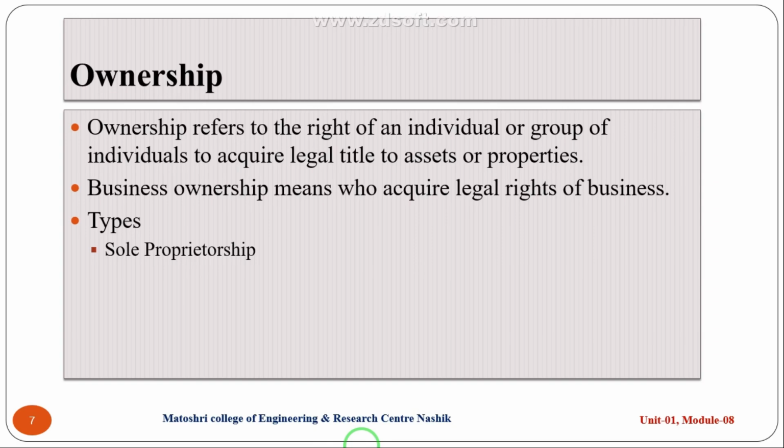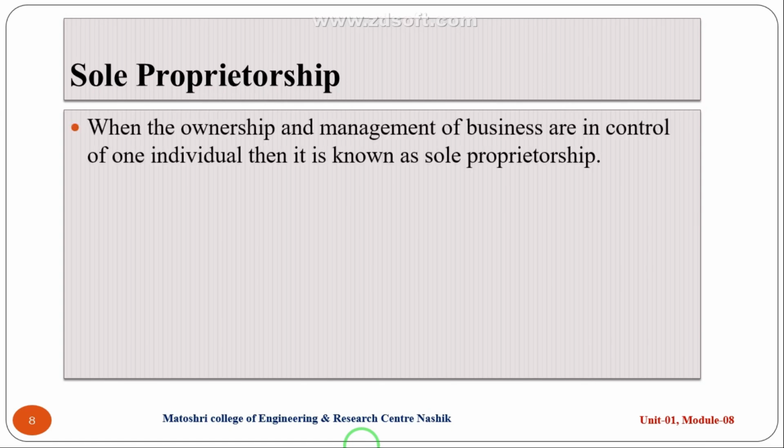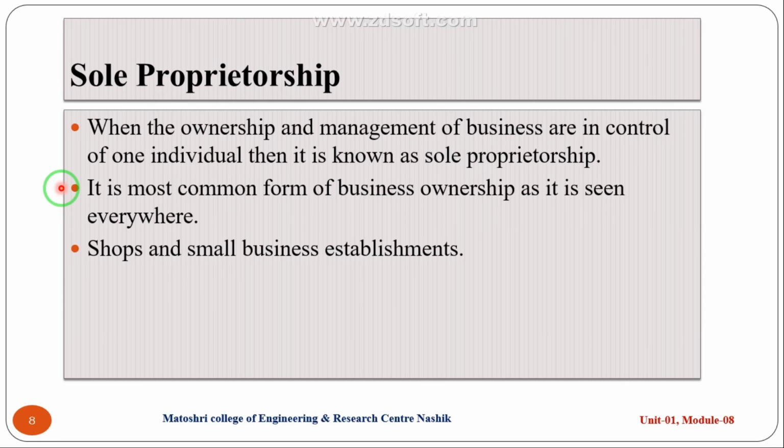The types are sole proprietorship, partnership, joint stock company, and government company. So let's talk about sole proprietorship. When the ownership and the management of a business are in the control of one individual, it is known as sole proprietorship. It is the most common form of business ownership, as it is seen everywhere. Shops and small business establishments are all examples of sole proprietorship.